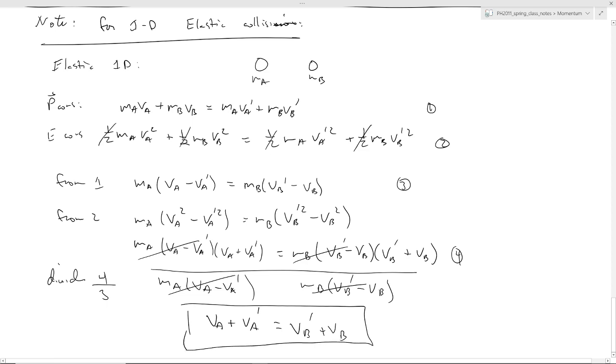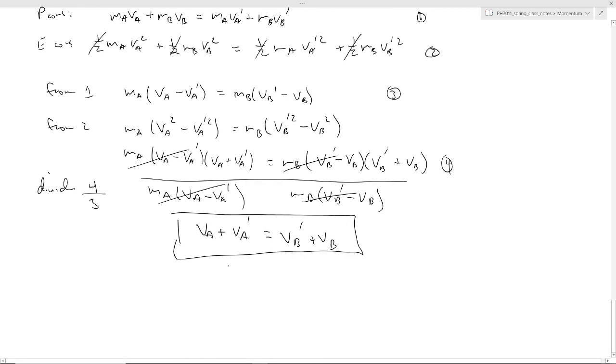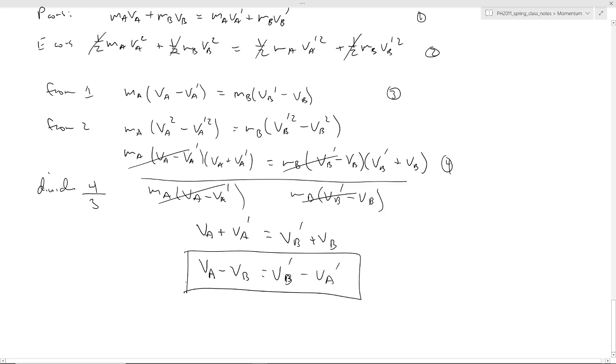that the sum of the velocities, sorry, not masses, the sum of the velocities of A before and after is going to equal the sum of the velocities of B before and after. And you can reorganize this. Maybe a better way to express this would be to subtract the VB. So you can say VA minus VB equals VB minus VA. And so this is for, let me emphasize this.